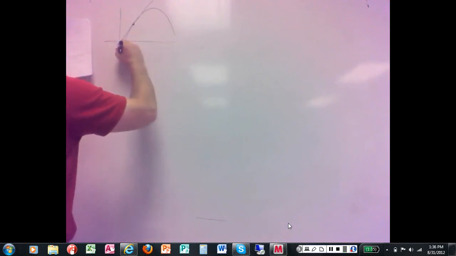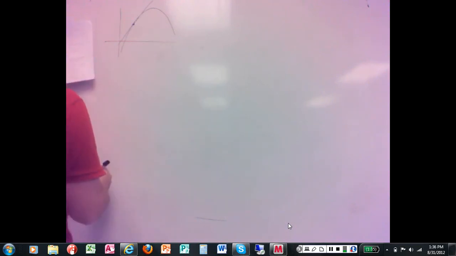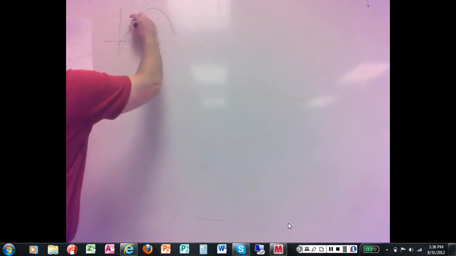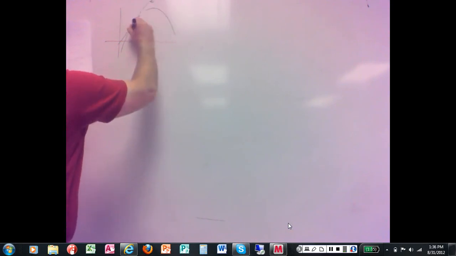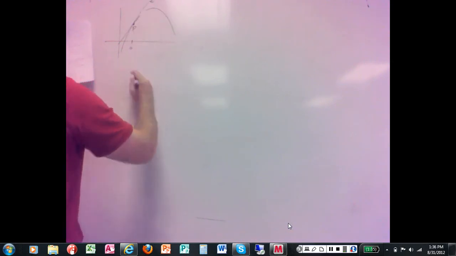I'm doing it at point P, the tangent line there. Same thing. However, I'm wanting to go to a secant line. Well, here's another way to think about it.